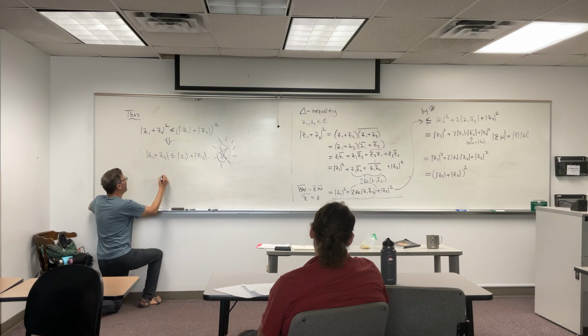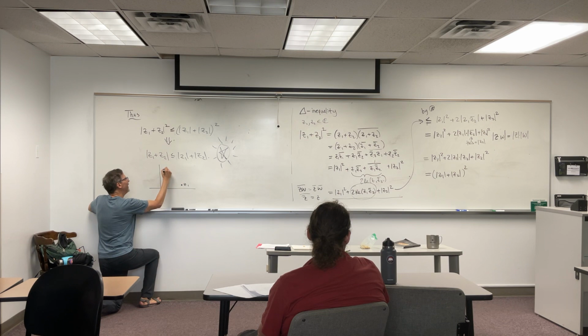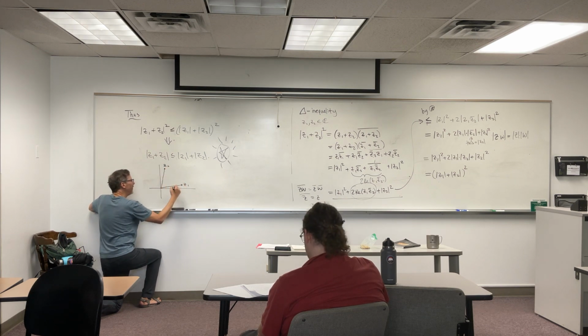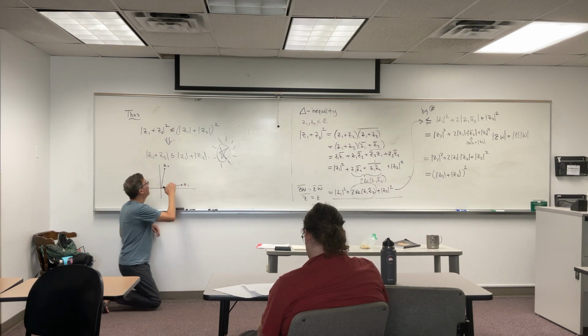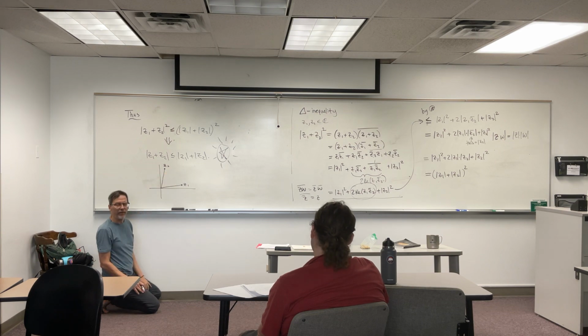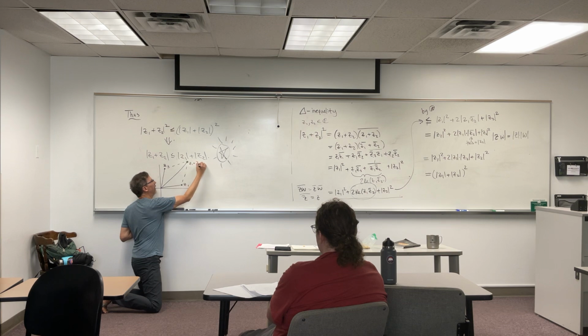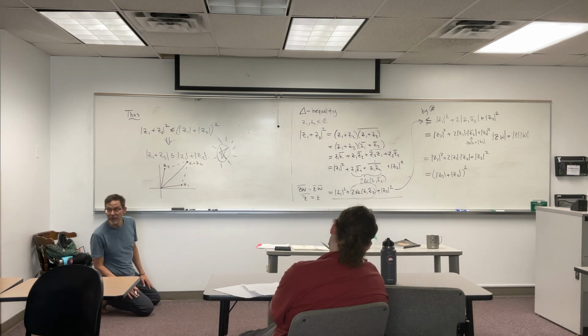What does the triangle inequality say geometrically? Here's Z1. Here's Z2. Ooh, I'm going to pop a Z in there. So we've got the Z's there. This is the modulus of Z1. This is the modulus of Z2. What does the sum of Z1 and Z2 look like relative to this shape? Parallelogram. And so this is Z1 plus Z2 right up here at that corner of the parallelogram.